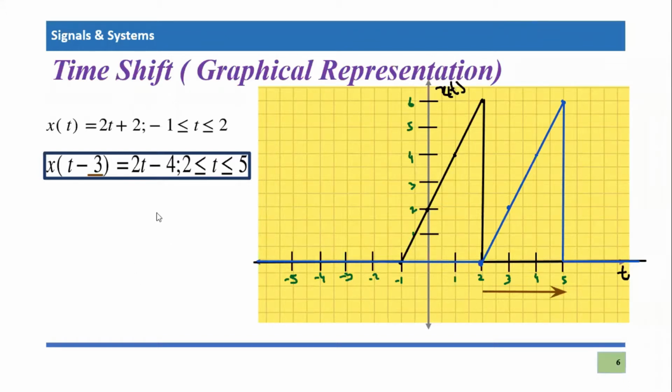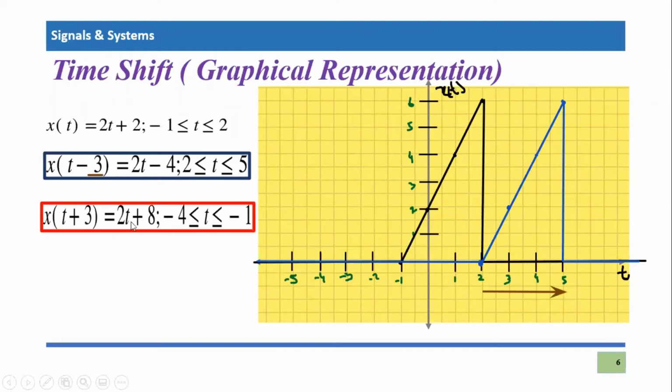So with time advance, this is the time advanced mathematical equation that we have already done earlier. So if I'm going to try plot this signal, so this signal is defined from -4 to -1. So first point I'm going to use in this signal definition is -4. So 2 into -4 would become -8 plus 8 would become 0. So at -4, its value would be 0.